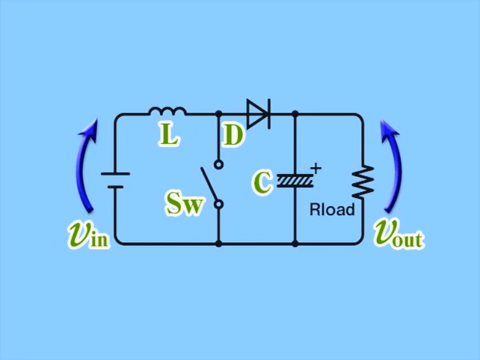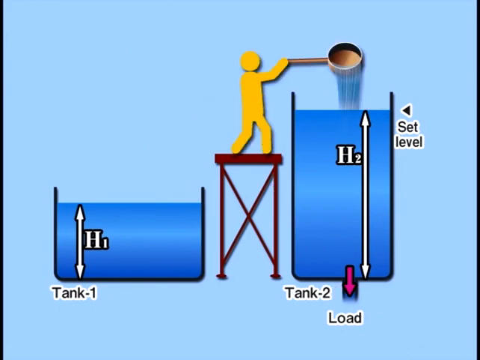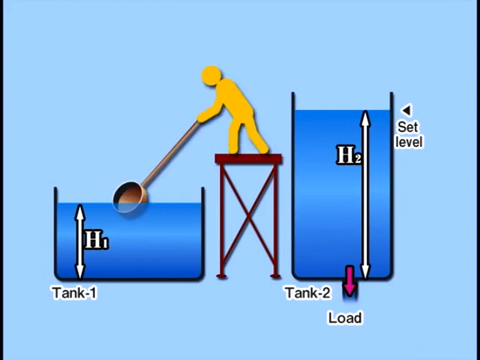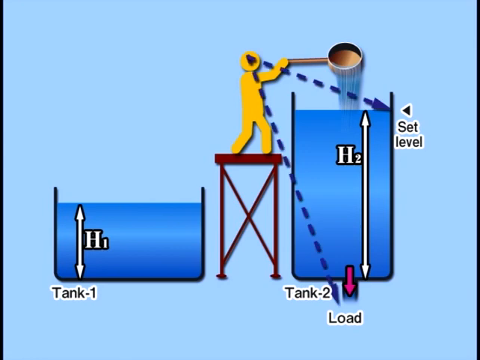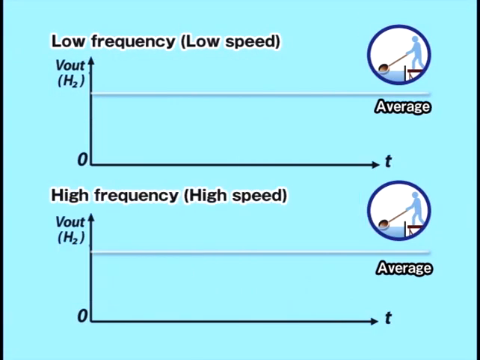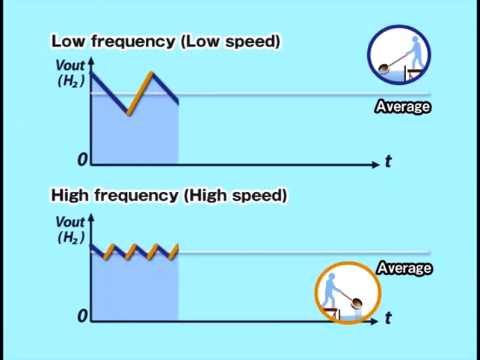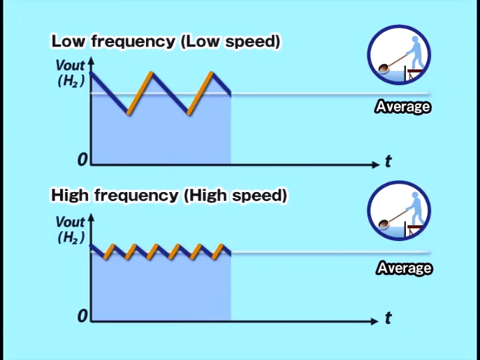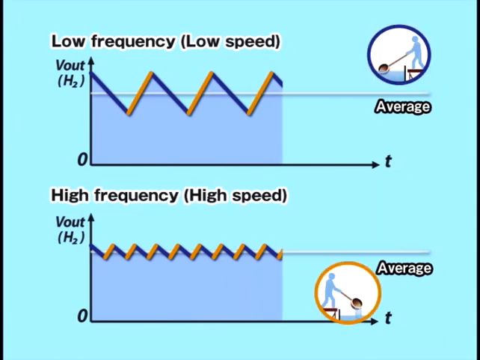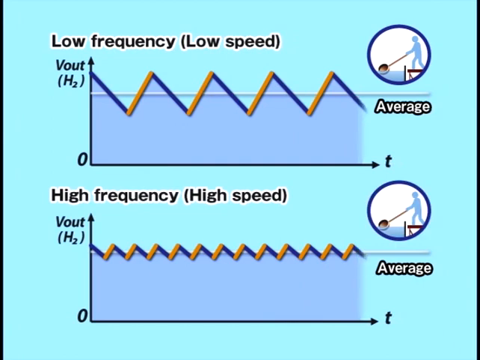Let's look at our illustration again. Unlike linear regulators, these choppers are very efficient as they do not pass waste current. The water scooping operation stands for the on and off operation of the semiconductor switch. The water scooping out speed is the chopper's switching frequency. Fluctuations in water level H2, or output voltage V out, can be reduced by making the switching frequency higher. Therefore, the chopper's switching frequency is generally high, ranging from several tens of kilohertz to several hundred kilohertz.